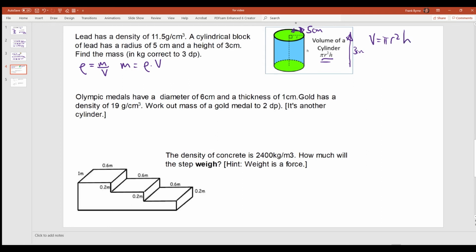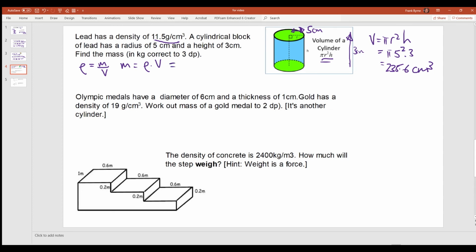Now, because we're given the density in grams per centimeter cubed, we can carry on working in centimeters here. So it's pi r squared times h, where r is 5 and h is 3. So it's 25 times 3, which is 75. So 75 times pi, which I get to be 235.6, and that's clearly centimeters cubed.